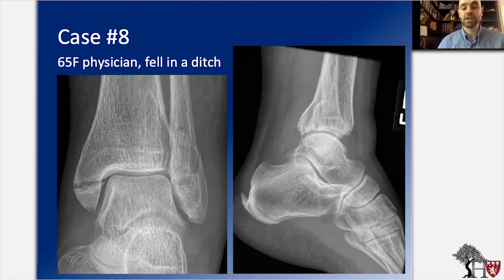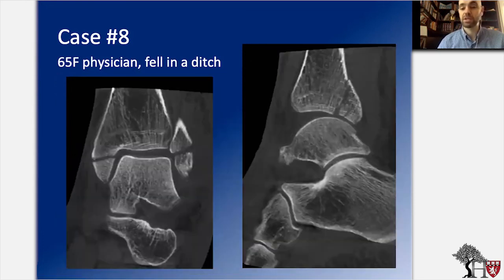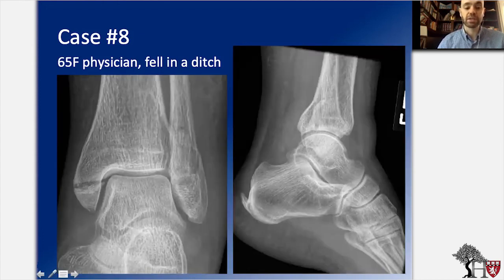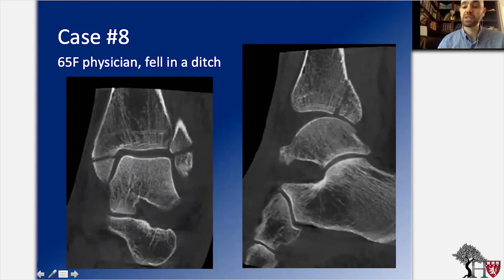And this is our last case. This is a 65-year-old physician who fell in a ditch. You can see that there's a posterior malleolar fracture. If you have access to it, I'd strongly recommend a CT scan. And what you see here is that while this AP looked really reassuring, and even here, she doesn't look overtly dislocated, when you get the CT scan, you realize that her ankle is subluxed.